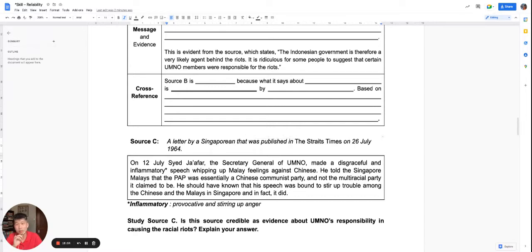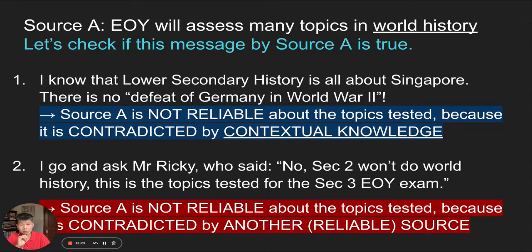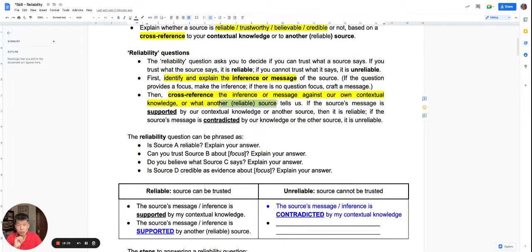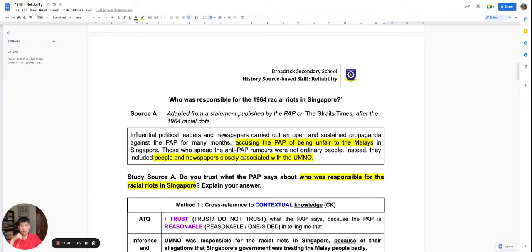Because remember that a requirement when we do the cross-reference is that it has to be another reliable source. If you look at your worksheet, we want to choose another reliable source to do the cross-reference, because there's no point checking whether or not Source A is trustworthy with a second source that is not itself trustworthy. And Source A is accusing UMNO of being the one that's responsible for the riot.